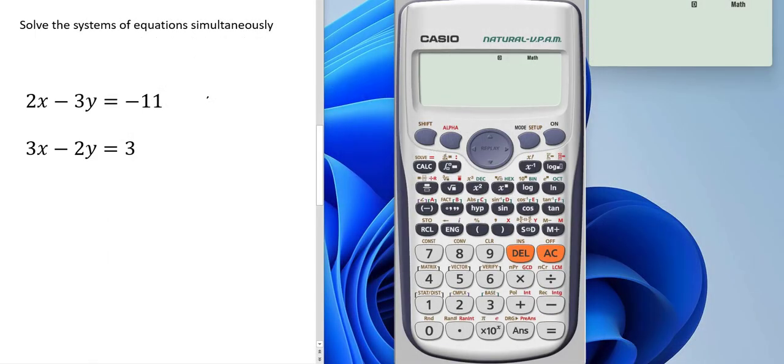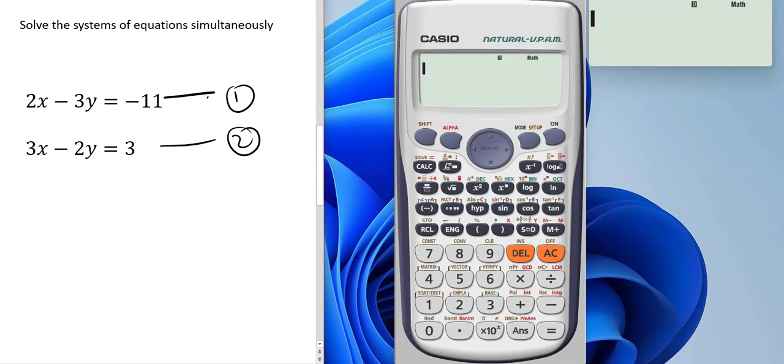Okay, so let's try this question. Let's assume that you have been given this question. The question says, solve the systems of equations simultaneously. So now we have our two equations. This is our equation 1, and then this is our equation 2. We want to use this calculator to solve them.